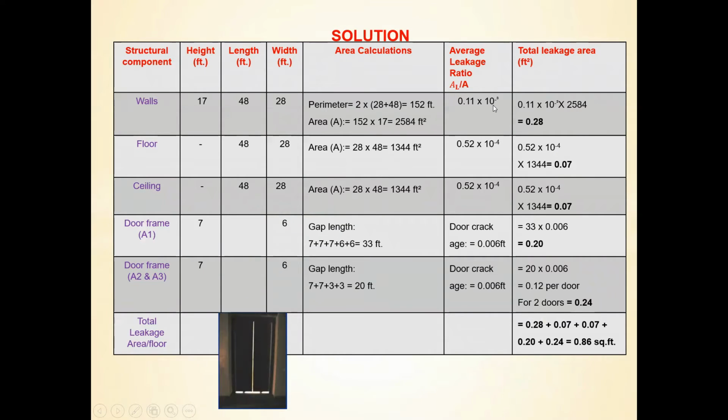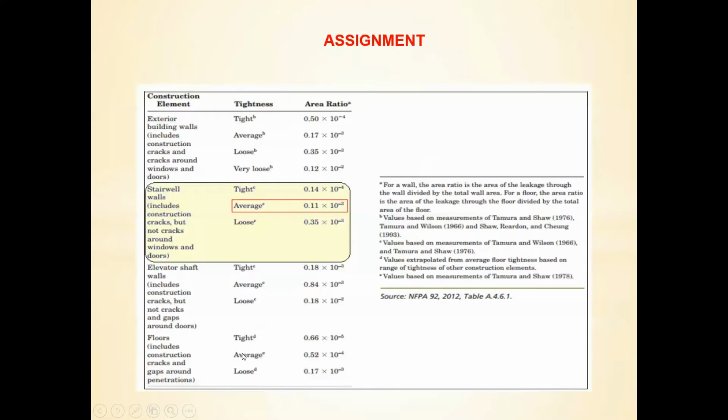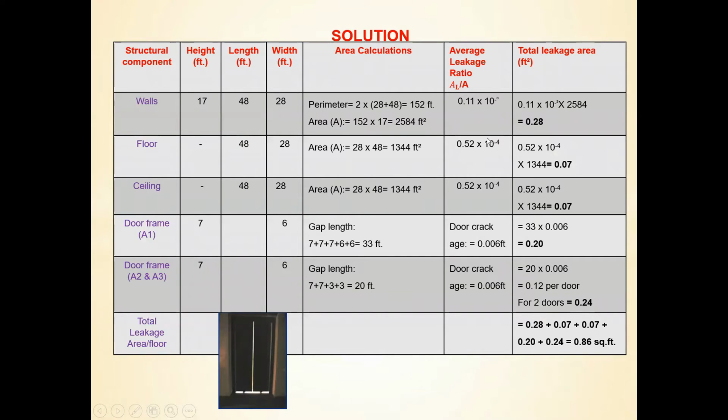So considering that area ratio into 2.2584 square feet, the total leakage area to the walls is 0.28 square feet. Likewise, the floor area is 48 by 28, 1344, and for average tightness, the area ratio of leakage is 0.52 into 10 raised to the power minus 4. So multiplying this ratio by the floor area, we get the total leakage area from the floor, that is 0.07 square feet. Same is the case with the ceiling. So again, the leakage area in case of ceiling is 0.07 square feet.